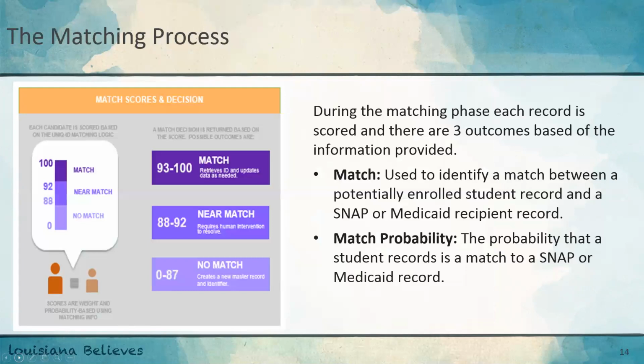The matching process provides 3 possible outcomes. One, a match when the match probability is 93 to 100%. Two, a near match when match probability is 88 to 92%. And three, a no match when the match probability is less than 87%. And you will be given the opportunity to resolve a near match or a no match once you've matched your student.